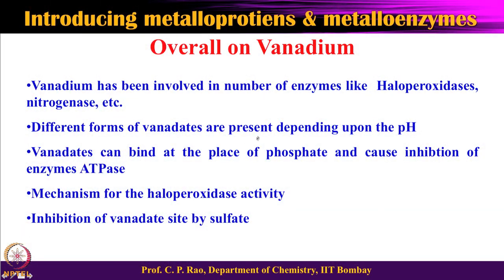Okay, different forms of the vanadates are present depending upon the pH and concentration in the biological medium or outside too. So, vanadates can bind at the place of the phosphate and cause inhibition. I have explained the mechanism of haloperoxidase, and in fact, if there is a sulfate, the sulfate can do inhibition, and that is how this is being found in this kind of thing.